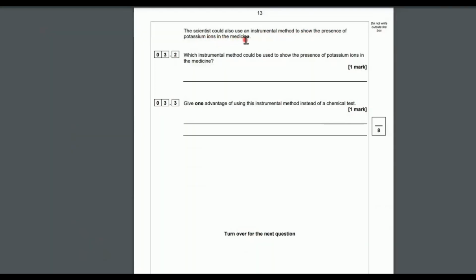The scientists could also use an instrumental method to show the presence of potassium ions in the medicine. Which instrumental method could be used to show the presence of potassium ions in the medicine? So this is a really accurate method of showing that there's potassium ions there rather than the flame test, and it's called flame emission spectroscopy.